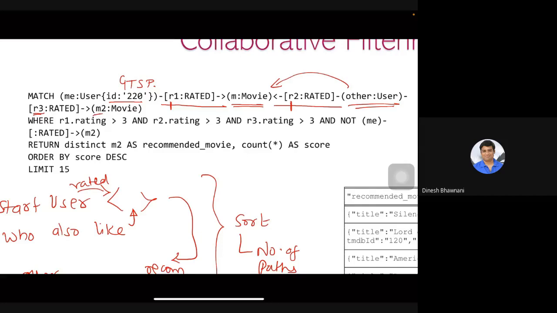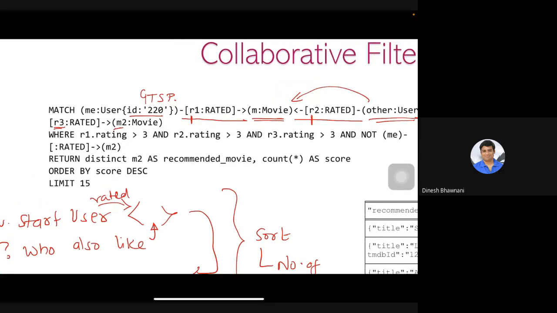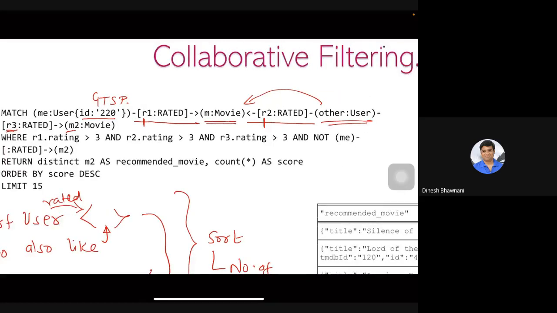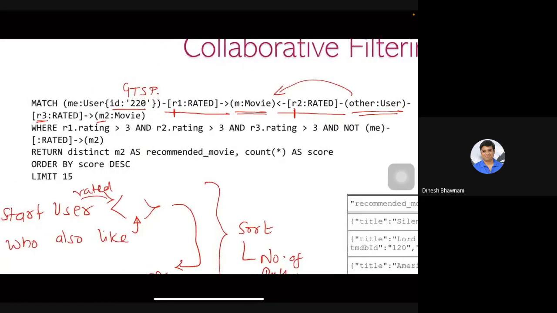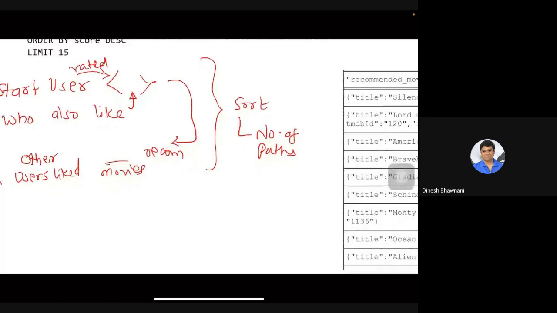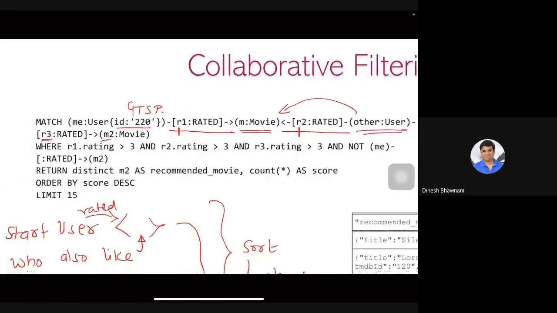Other conditions, if you want to append, you use the where clause. Consider it like a condition appender. So more things you can append to the above thing. Now I want to prioritize the ratings, isn't it? We said sort by number of paths.